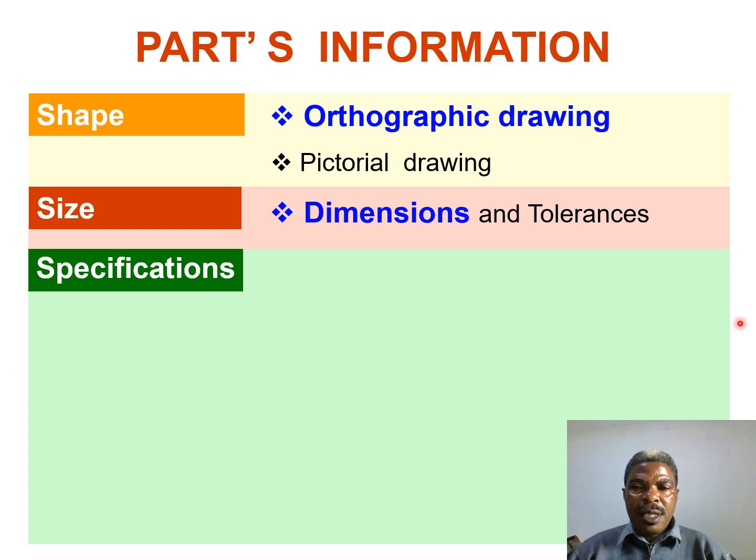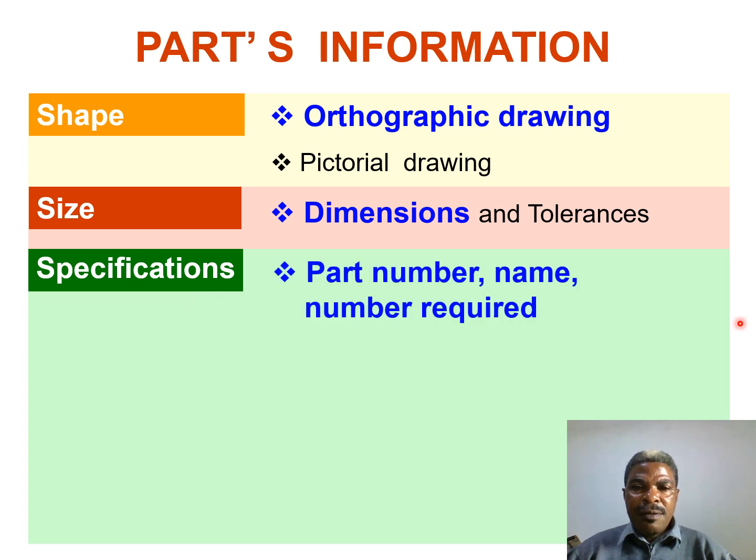Also, specifications are very important when you are drawing the details. It is very important to indicate these specifications: part number, name, number required. For example, you are placing an order of a part that requires replacing in a certain machine. So that's how you can use the parts information to describe your order.